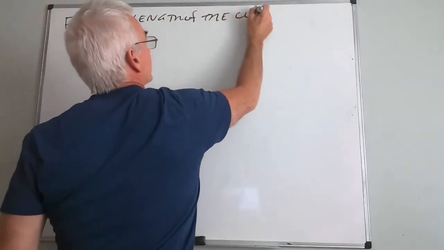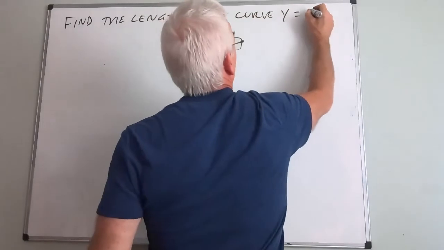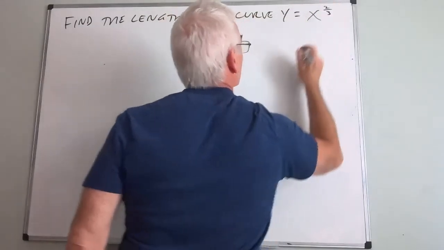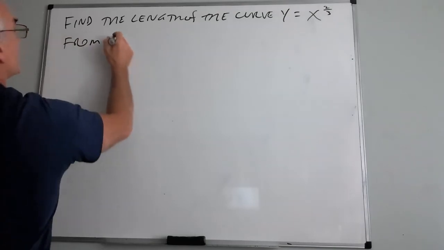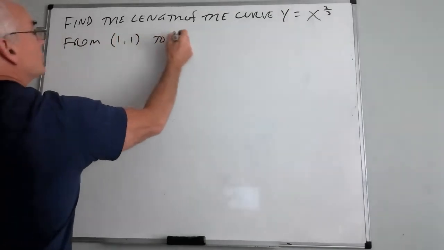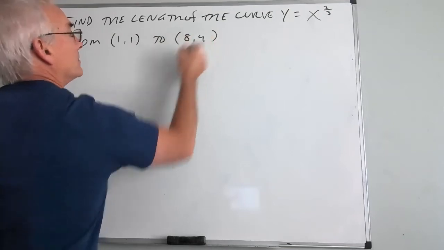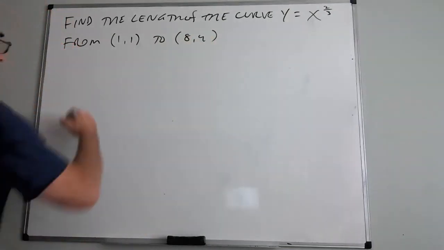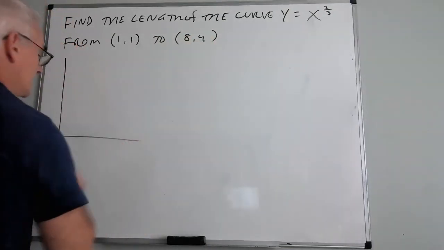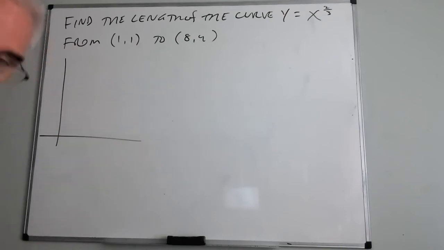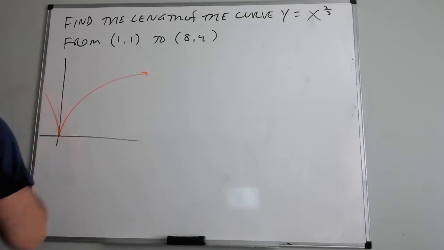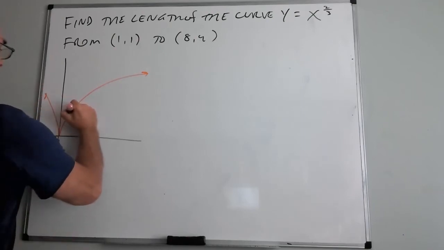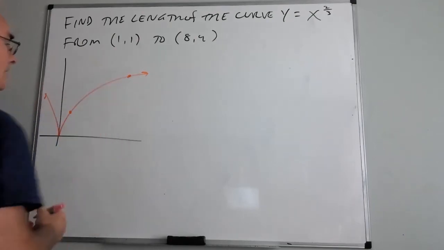Of the curve y equals x to the 2/3 from, how about 1, 1 to 8, 4. I'll do that. So if you don't remember, this looks like a cusp. It looks like that on both sides. So I want to go from 1, 1 to 8, 4, basically. I'm going to do from there to there.